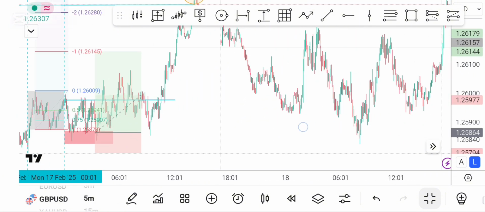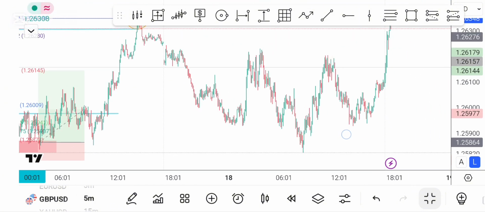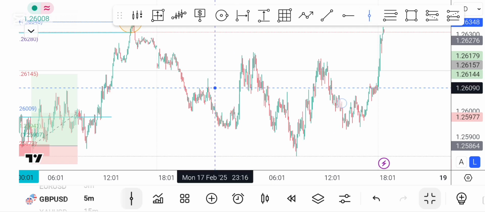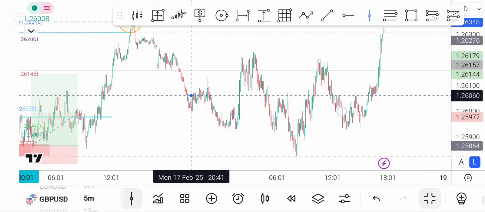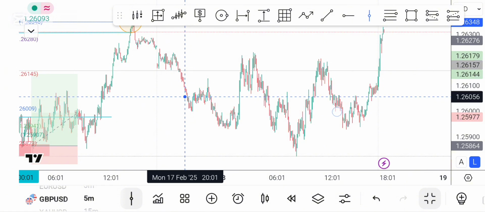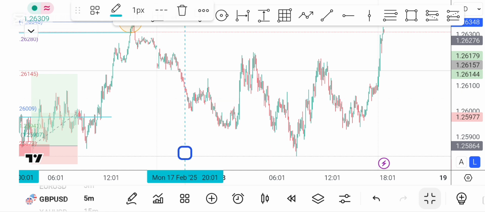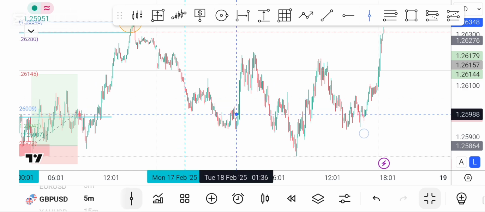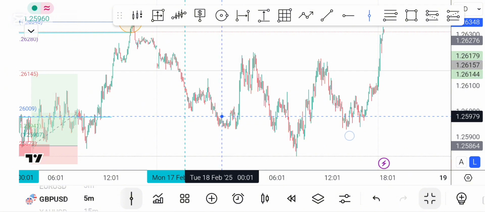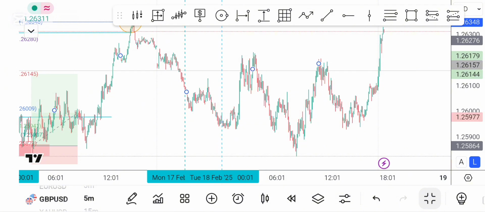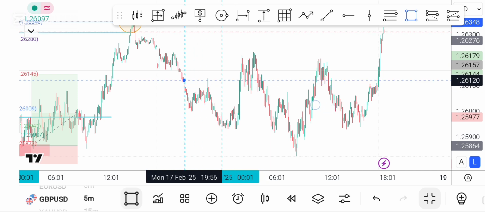Now let us look at what happened on Tuesday. Again, we are going to do the same thing. We are going to pay attention to 8 p.m., which is New York time, from 8 p.m. to midnight open. This is midnight open here, and we are going to mark the high that was formed during that session and the low.